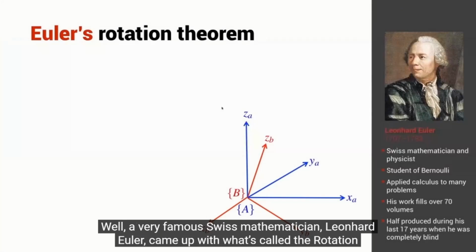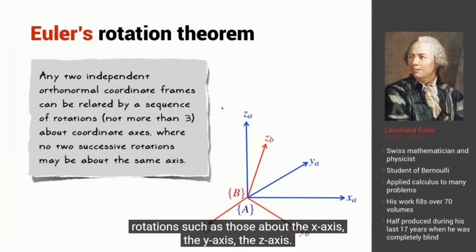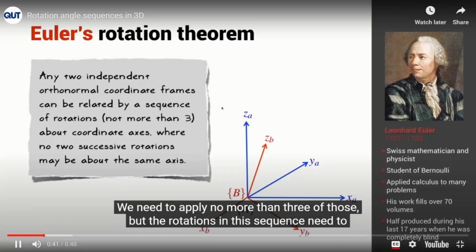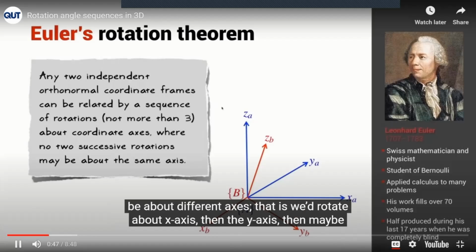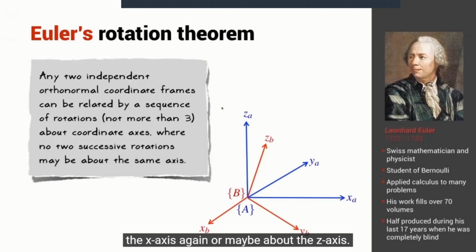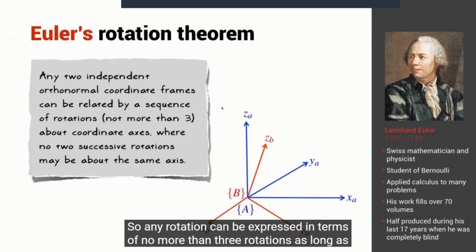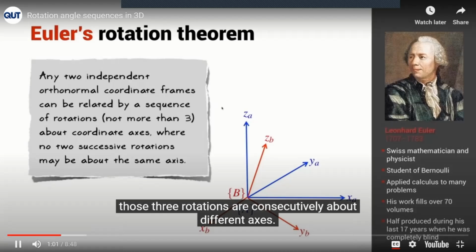Well, a very famous Swiss mathematician, Leonhard Euler, came up with what's called the rotation theorem. It states that two three-dimensional coordinate frames are related by a sequence of elementary rotations, such as those about the x-axis, the y-axis, the z-axis. We need to apply no more than 3 of those, but the rotations in the sequence need to be about different axes. That is, we'd rotate about the x-axis, and then the y-axis, then maybe the x-axis again, or maybe about the z-axis. So any rotation can be expressed in terms of no more than 3 rotations, as long as those 3 rotations are consecutively about different axes.